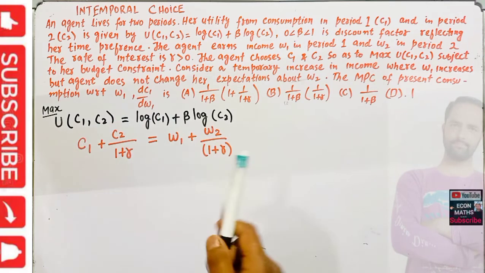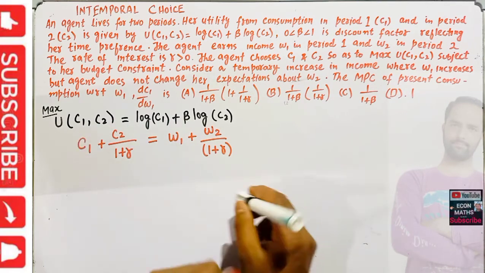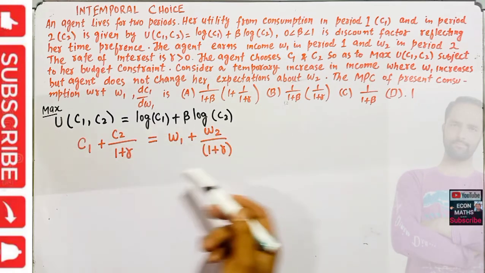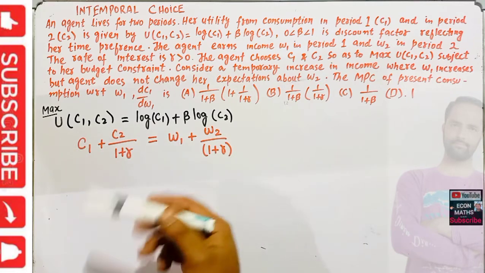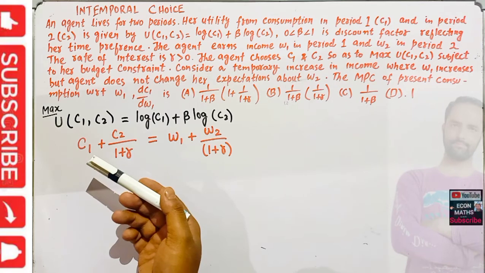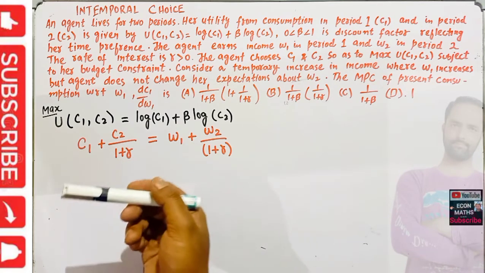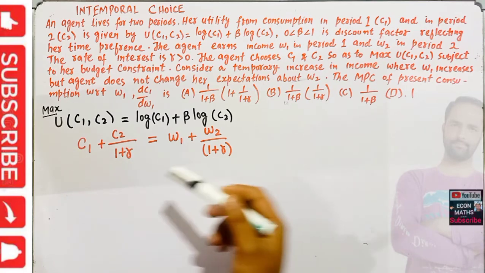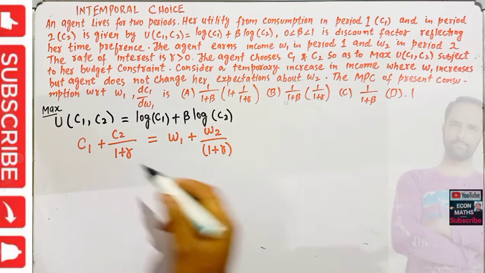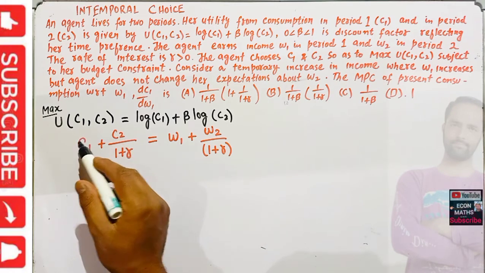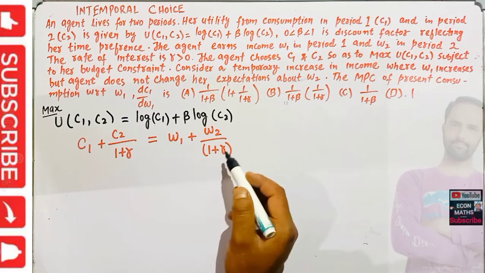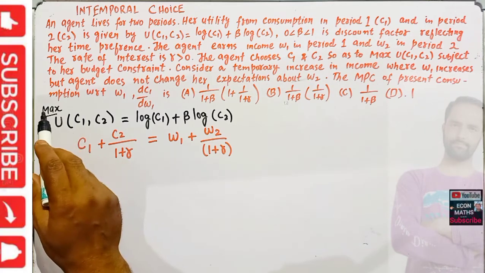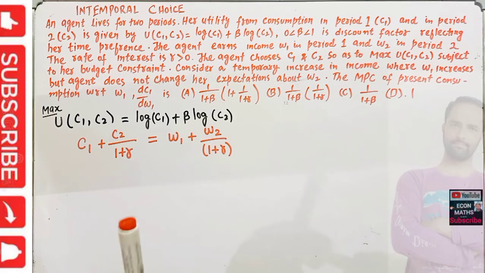If you are wondering how I got this, I have explained it in the earlier video on intertemporal choice. You can check that video, and you will get an idea of how to construct the budget constraint in present value terms. So the present value of our consumption should be equal to the present value of our wealth. That means we want to maximize this utility subject to this budget constraint.